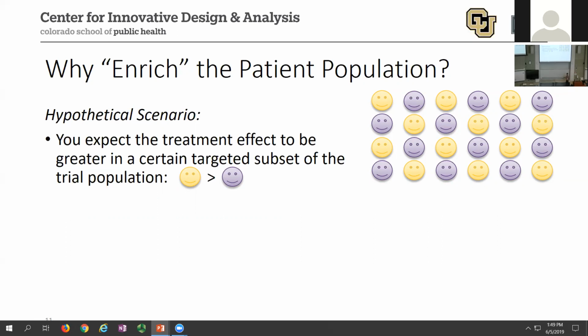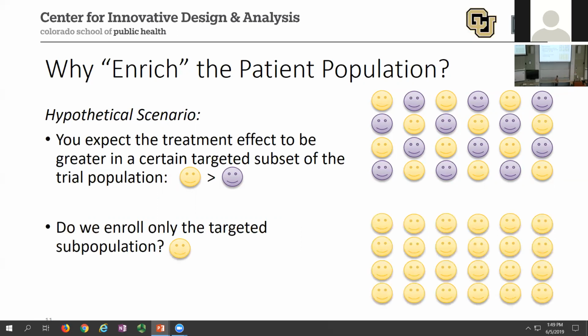An alternative scenario, though, is that you feel really strongly that you have some prior evidence or hypothesis that the yellow treatment really works better, or potentially you expect that the purple treatment group maybe doesn't work at all. Maybe it's some sort of genetic mutation that affects the regulation of some medication in a person. So you might plan to enroll only a targeted subpopulation. In this case we see here, we have this alternate universe where we designed a study that only enrolls yellow smiley-faced individuals. We're only going to be able to make a conclusion on these individuals in our population, but it provides us with a very specific answer to one question.